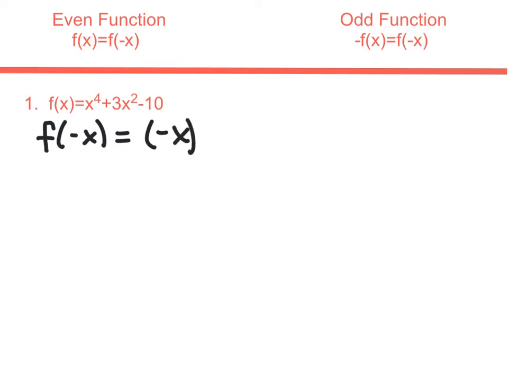So now we're going to find f of negative x. Basically, that means everywhere I see an x, I'm going to put in negative x. So I'm going to put a negative x here and raise it to the fourth power, plus 3 times, where I see an x, I put in a negative x and raise it to the second power, minus 10.